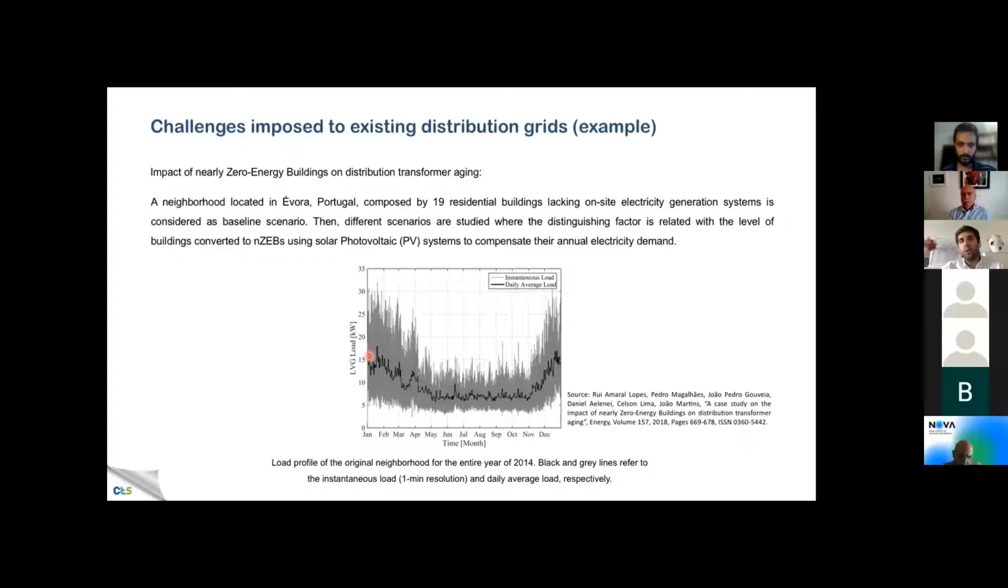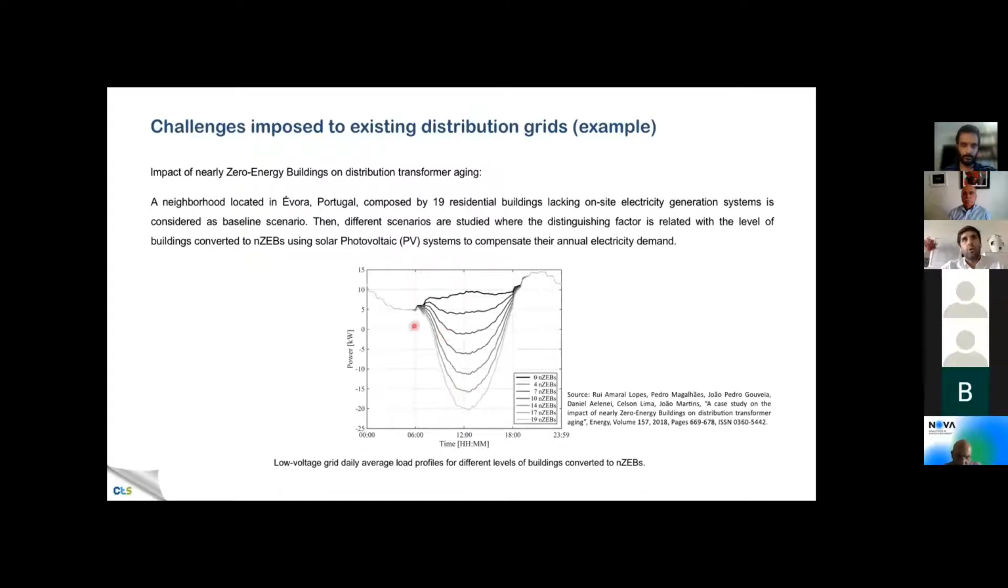To assess the impacts, we assess the increasing aging introduced by these scenarios on the distribution transformer that connects medium to low voltage grids. So here we have the average daily load diagram at the output of the transformer. And this first curve here in black represents the scenario with no photovoltaics generation.